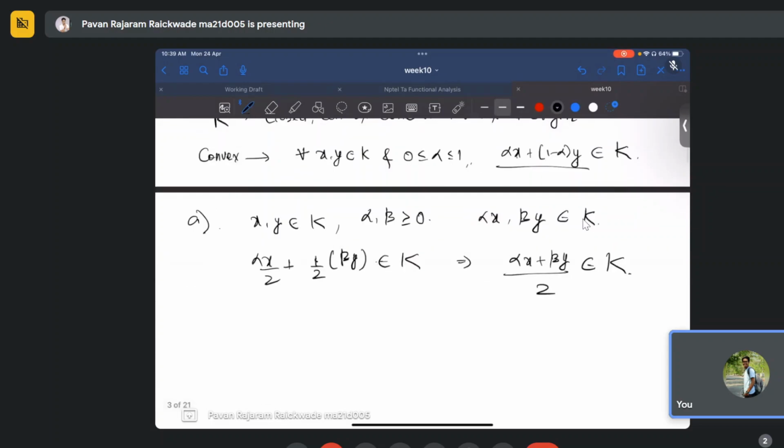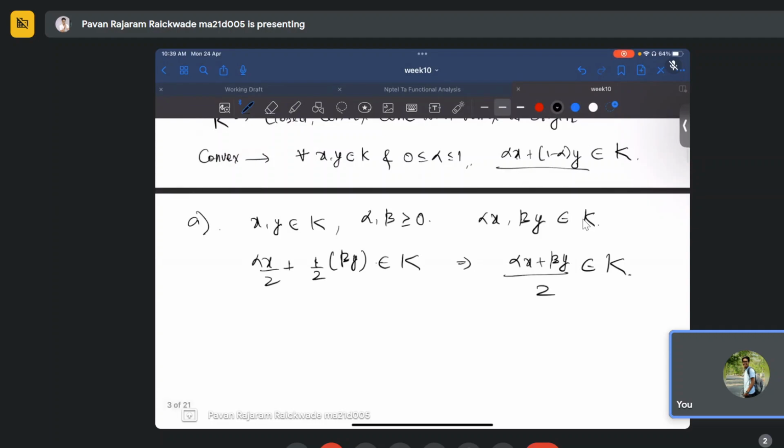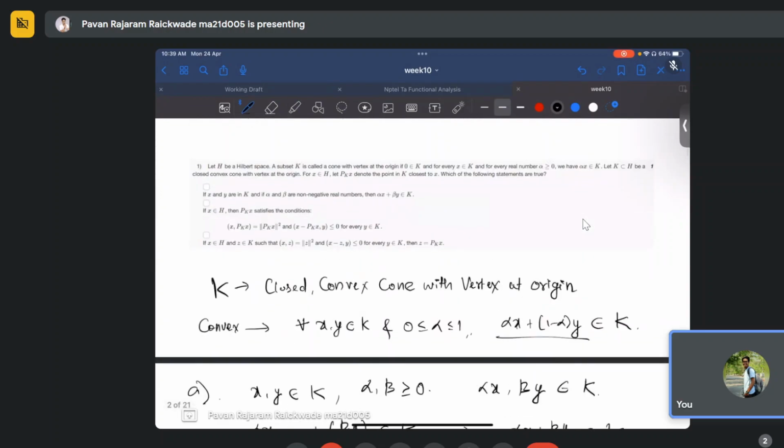Now again, using the property of the cone that it's closed under non-negative scalar multiplication, I'll multiply it by 2. This implies 2 times that, which is alpha x plus beta y, belongs to the cone. So this was pretty straightforward.